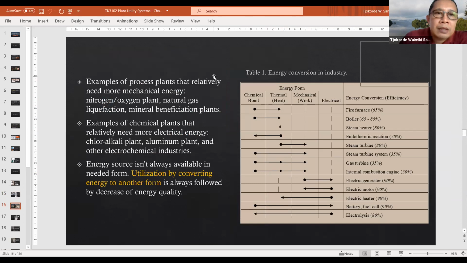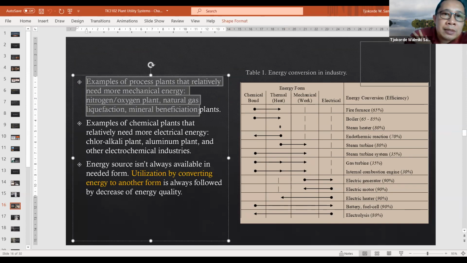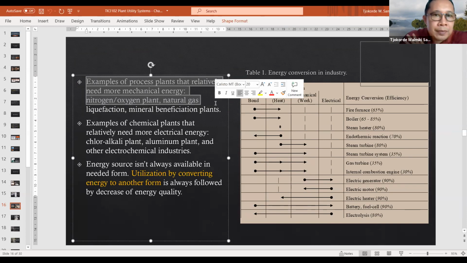Examples of process plants that relatively need more mechanical energy include air separation plant, nitrogen oxygen plant, natural gas liquefaction. An LNG plant is actually one big, or one gigantic, refrigerator, actually a fridge. Mineral beneficiation plants involve a lot of crushing and size reduction and also size classification. So these plants are examples of process plants that need more mechanical energy than other forms of energy.